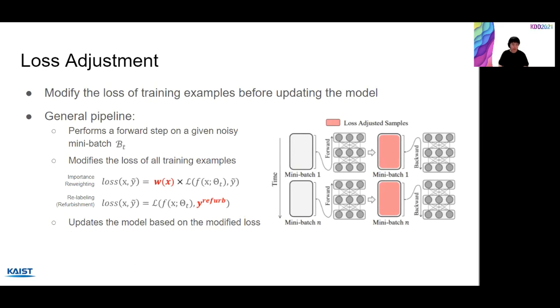The first one, importance reweighting, reweights the loss by multiplying the sample importance, which is a scalar value denoted by W here. The importance value can increase the loss of the clean examples while decreasing that of noisy examples to minimize the negative influence from the noisy ones. However, the second one tries to relabel or refurbish the given label y tilde into a more reliable label to modify the training loss as well. Then the model is updated based on the modified training losses for a robust update.